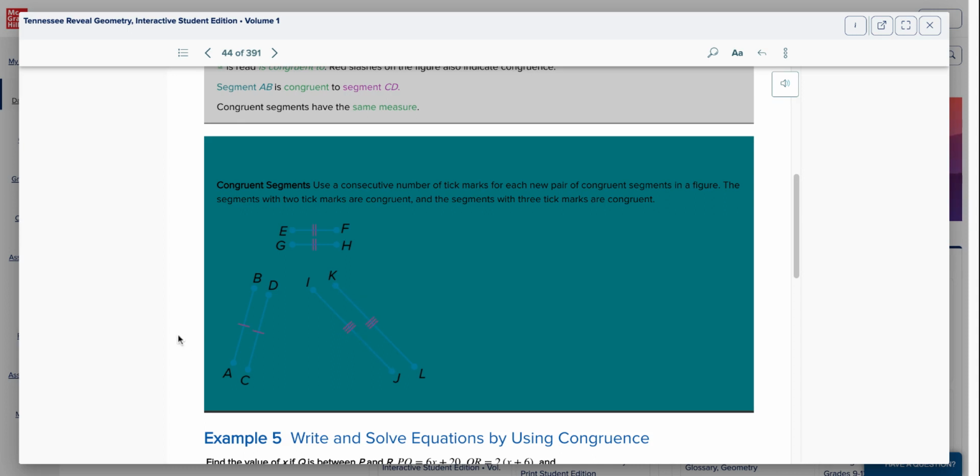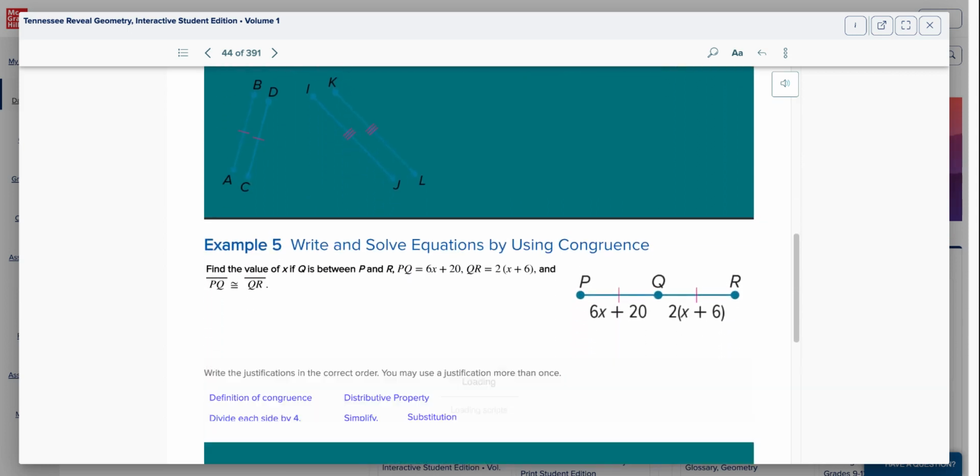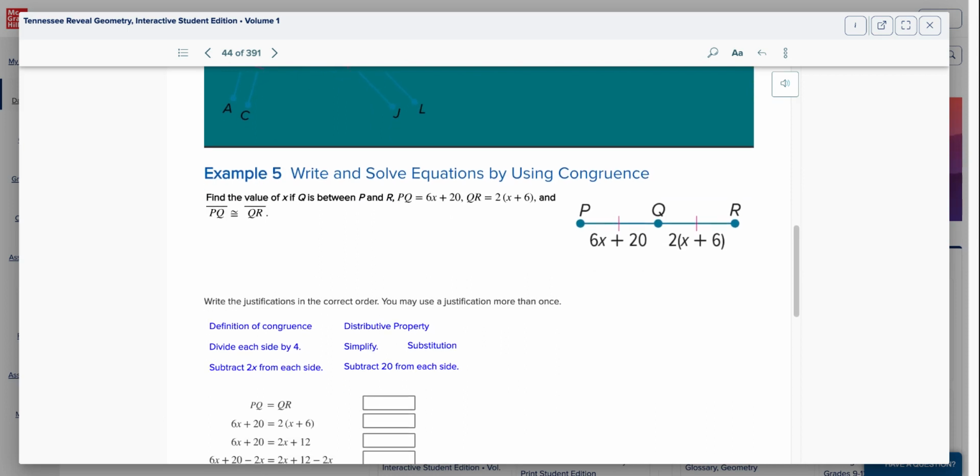I very much like that. And I use that in my geometry class to show that angle 1 is congruent to angle 1, angle 2 is congruent to angle 2, angle 3 is congruent to angle 3. Okay. Example number 5. Write and solve an equation using this congruent.